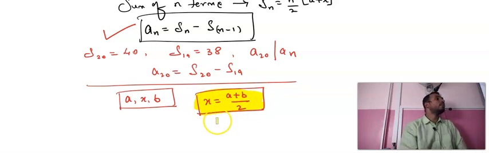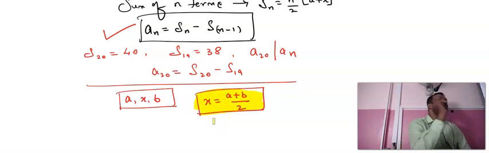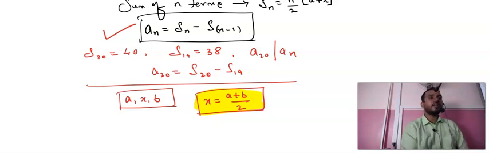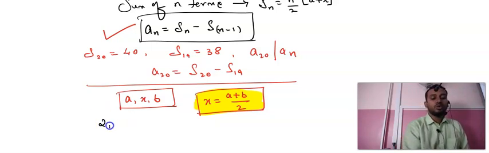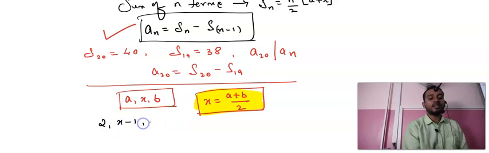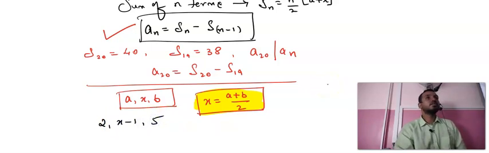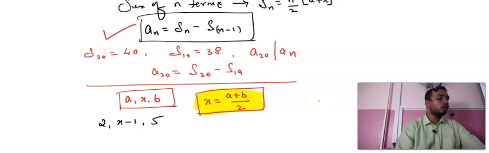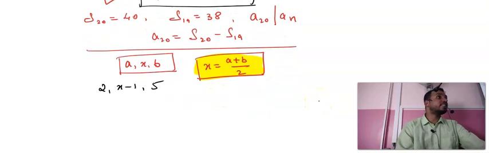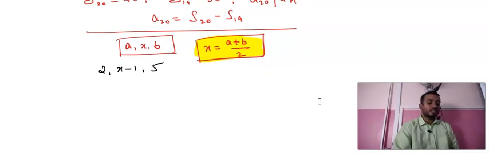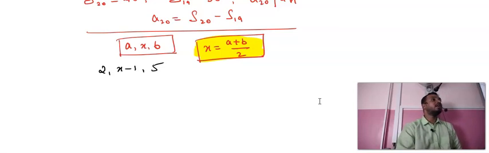Remember, only 3 terms are given. The values will be given like this. Example: 2, x minus 1, 5 are in AP. Find the value of x. Now how can you solve this problem? I just gave the example here. 2, x minus 1, 5 are in AP. Find the value of x.